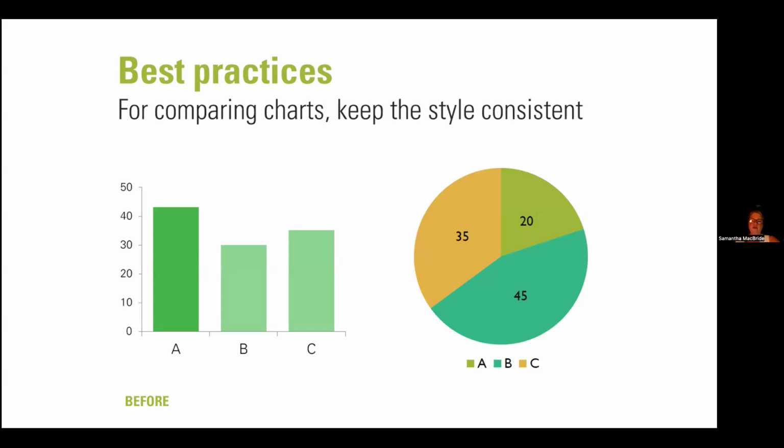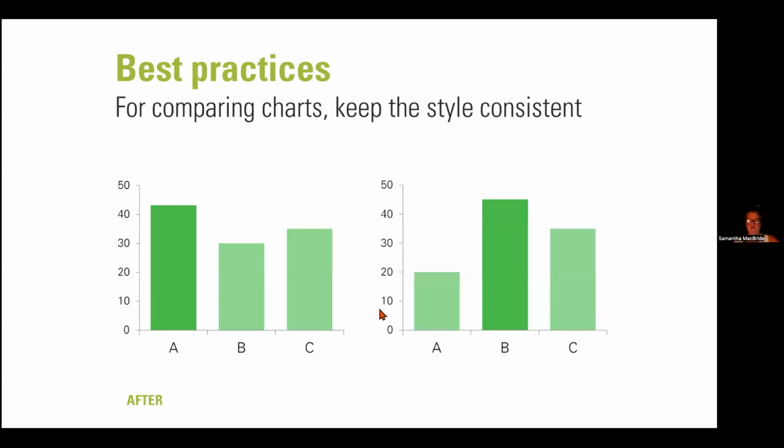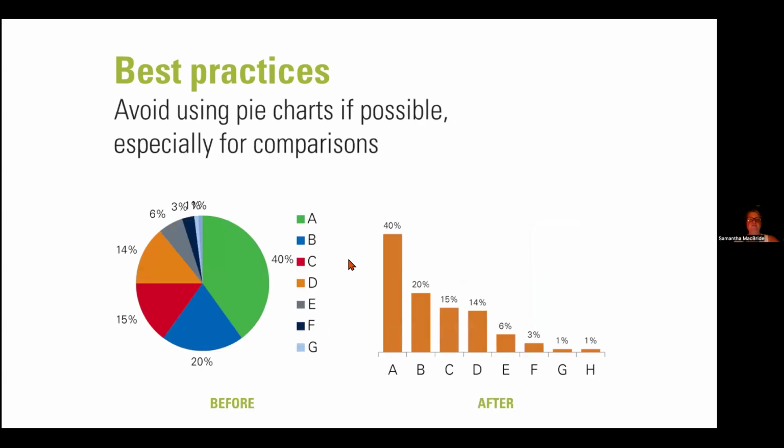Another thing is if you are comparing charts. So, for example, on the left, maybe you have a chart from one region and on the right another. You not only want to keep the colors consistent, but you want to keep the styles consistent so that once again, the differences between them can jump out almost immediately.